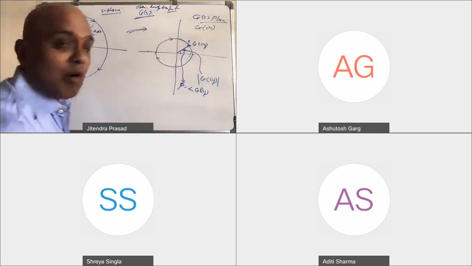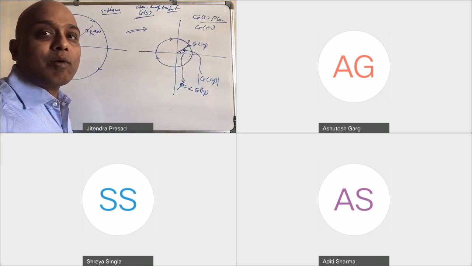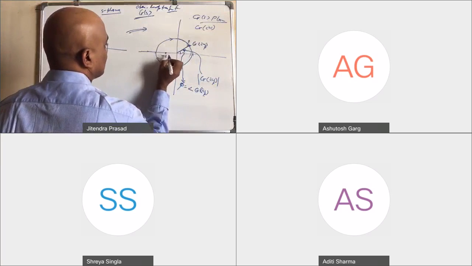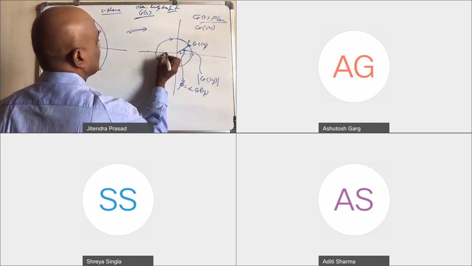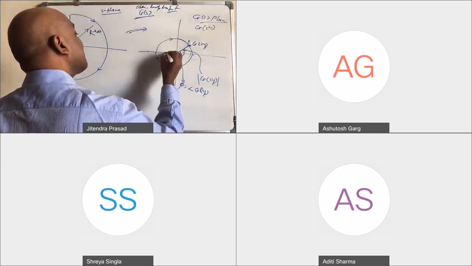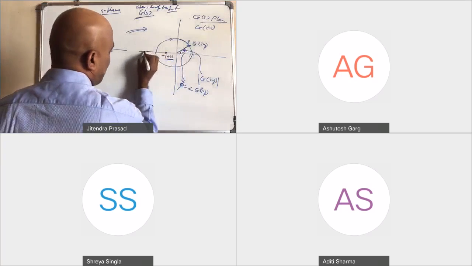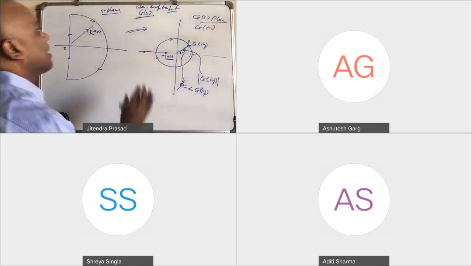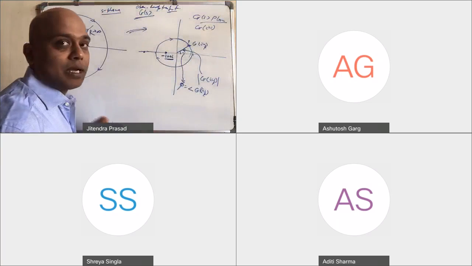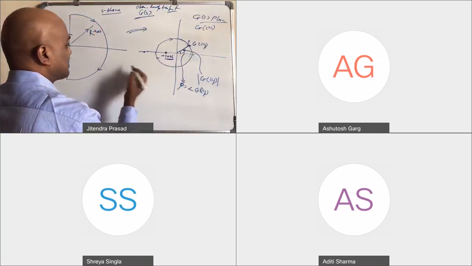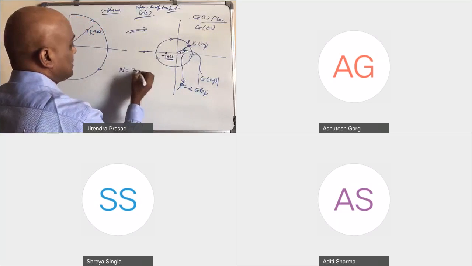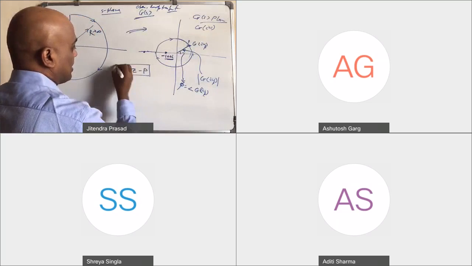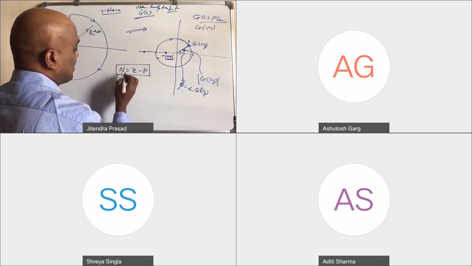Once you have that, you have to look for the point -1, that is, -1 plus 0i. You have to see where this point is, whether here or here, and depending on that, stability will be determined. So what does the Nyquist stability criterion say? You can sum it up as N equals Z minus P. Here N is the number of encirclements.